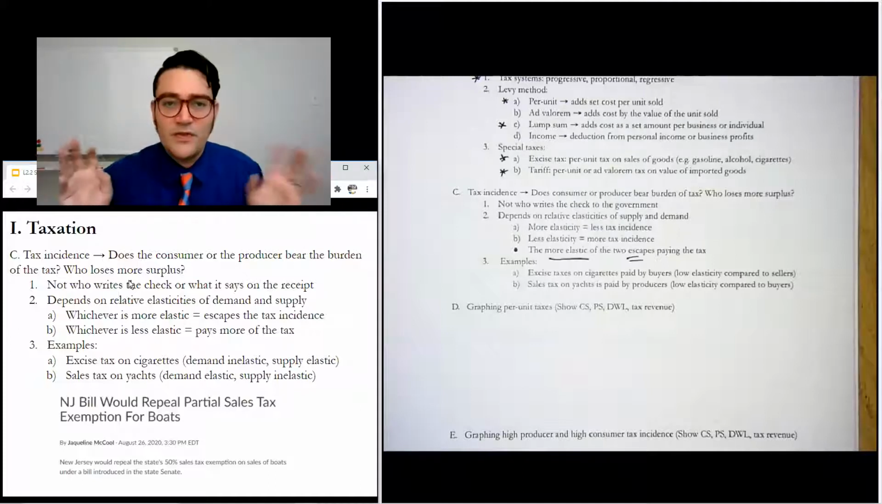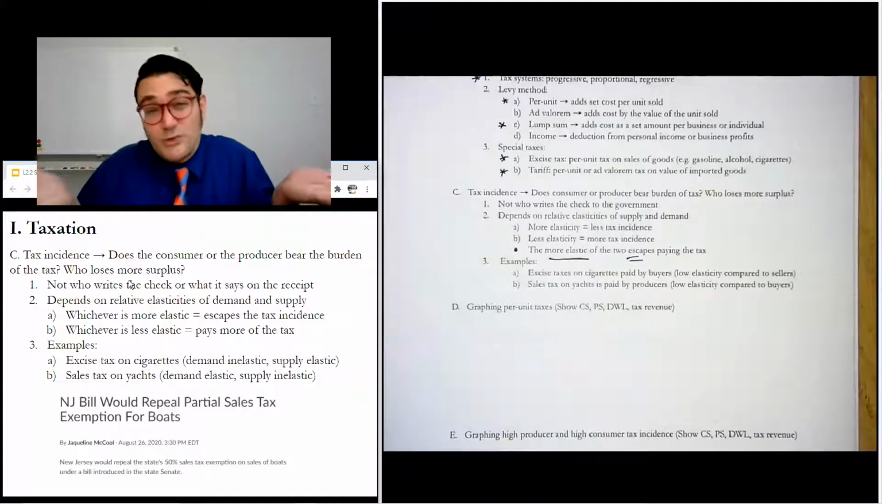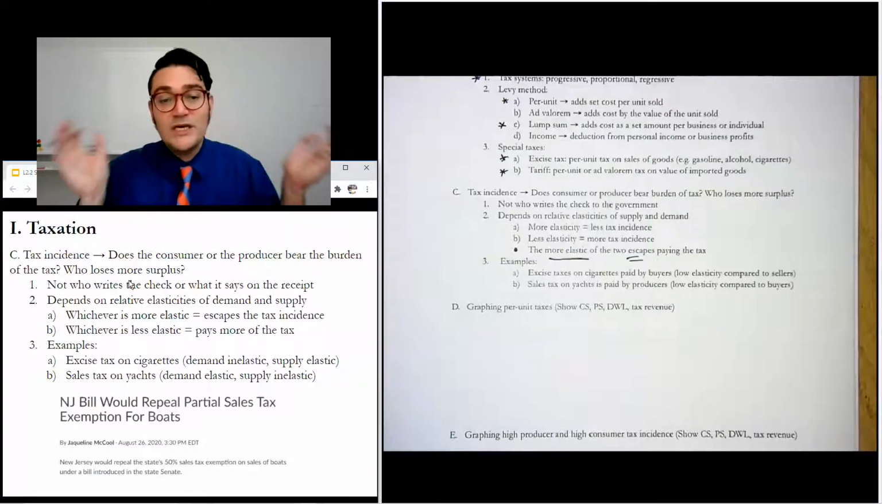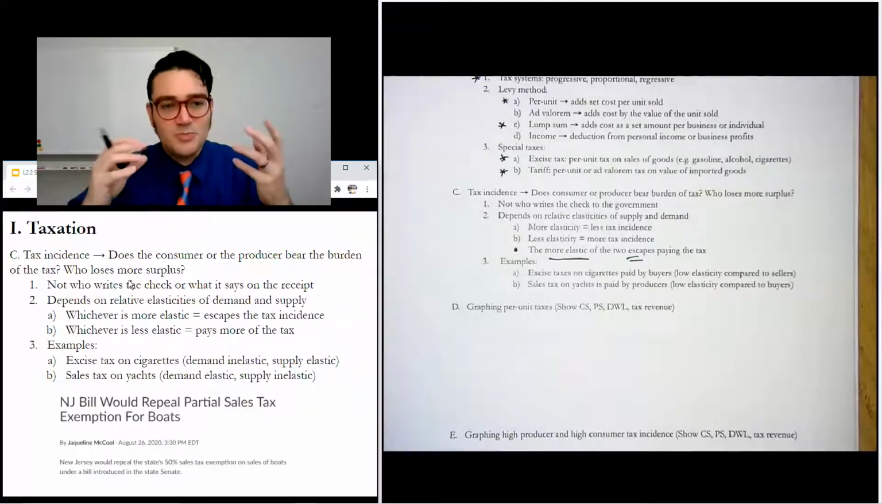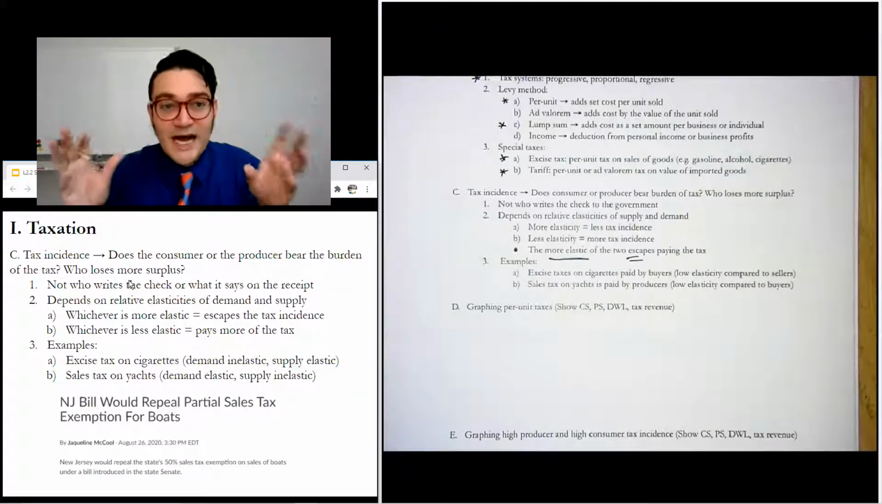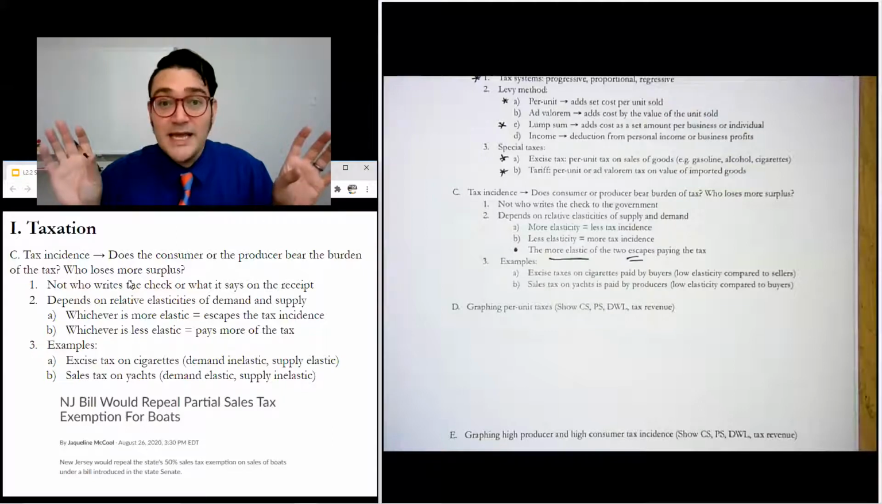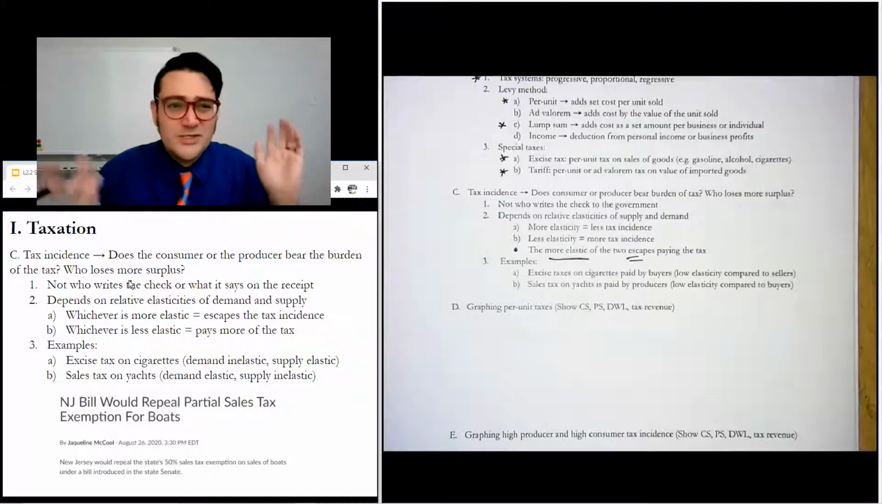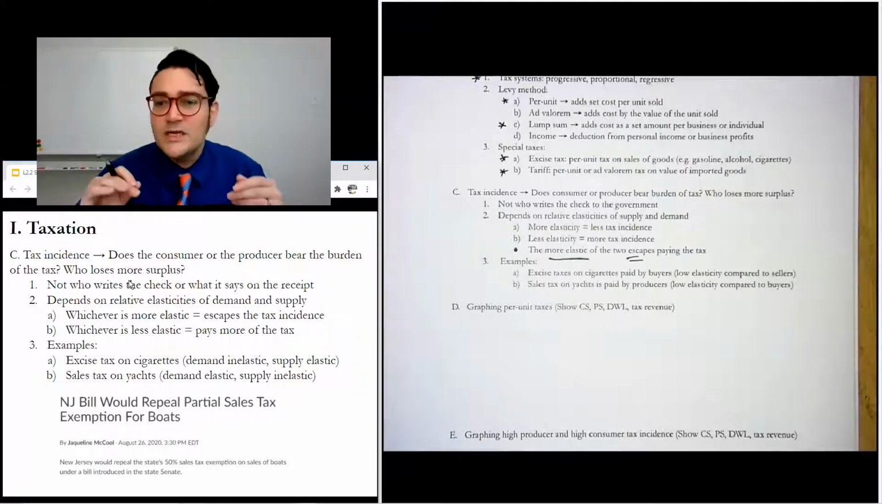The second example is sales taxes on yachts. This was a really common thing because yachts are usually bought by rich people, right? Let's be honest here. New Jersey actually right now is talking about repealing a sales tax exemption on boats. I just pulled that out because I thought, oh, that's funny. The thing about this is yachts have really elastic demand. They're a luxury product. They're a large portion of your income. Rich people are going to be like, if the yacht's more expensive, no thank you. I'll just pass. I'll take a foreign trip or something.